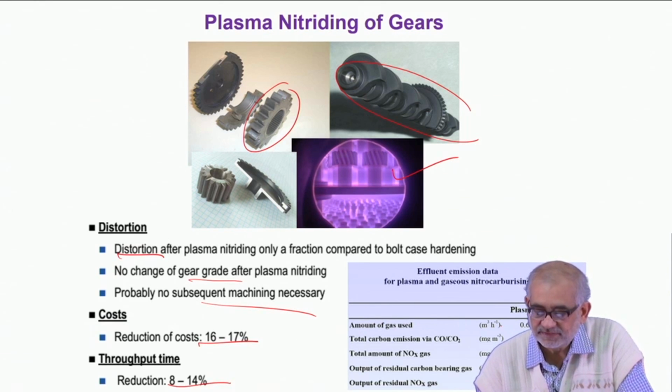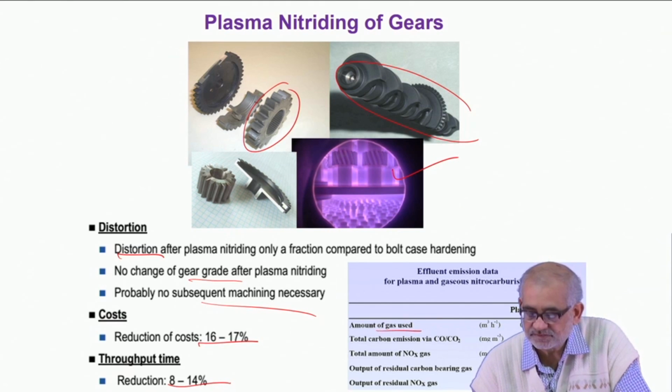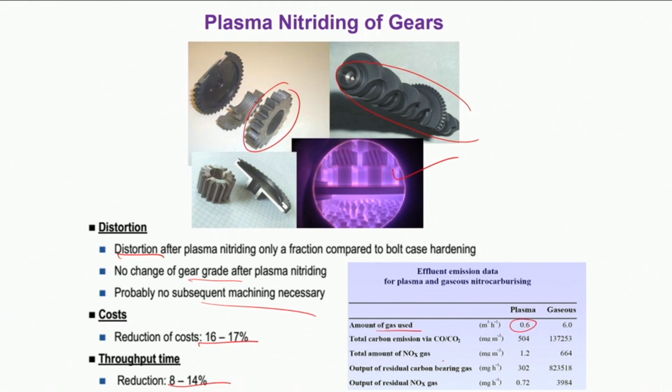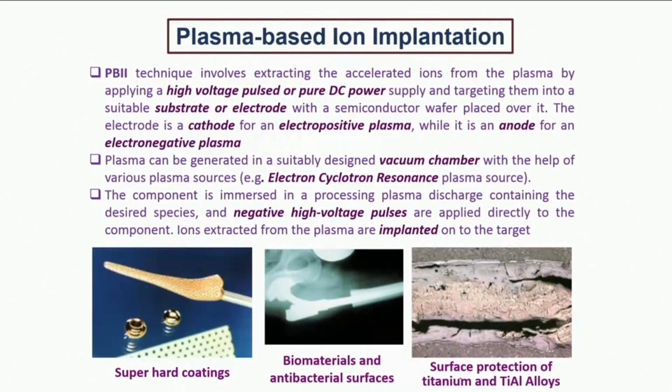So this is what we have already discussed, that the gas used is much lower, about an order of magnitude lower. The carbon emission and the NOx emission are much lower in case of plasma. Also the carbon bearing gas emitted from the chamber is much lower in case of plasma. So economical, both time and material wise, more efficient, temperature lower, gas consumption lower, and certainly more environment friendly.